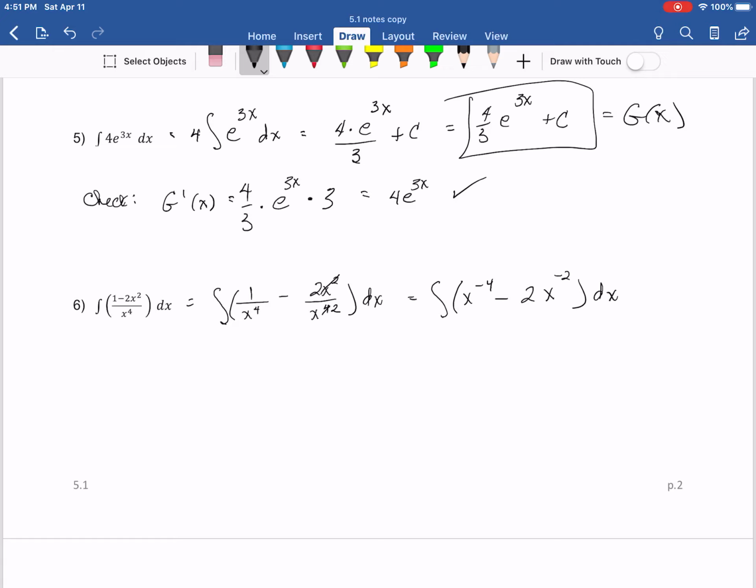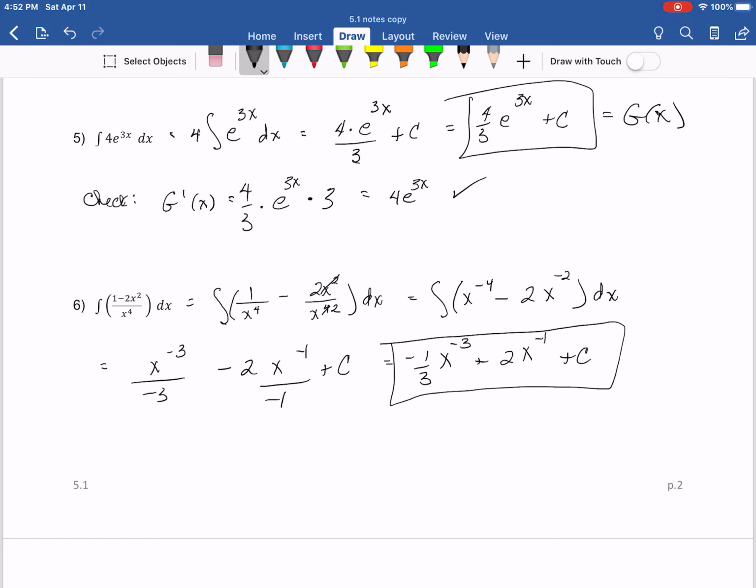And so now the process says taking the antiderivative of x to a power is where you add 1 to the power and divide by that power. And the antiderivative of negative 2x to the negative 2 is negative 2x to the add 1 to the power, divide by that power. There's your constant. I write this as maybe negative 1/3 x to the negative 3 plus 2 x to the negative 1 plus c.